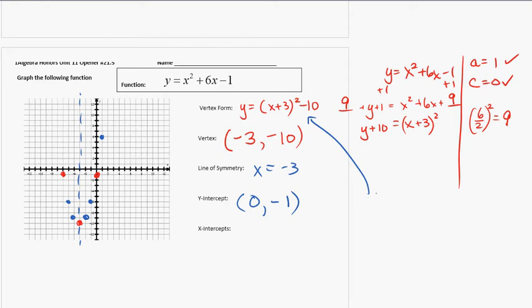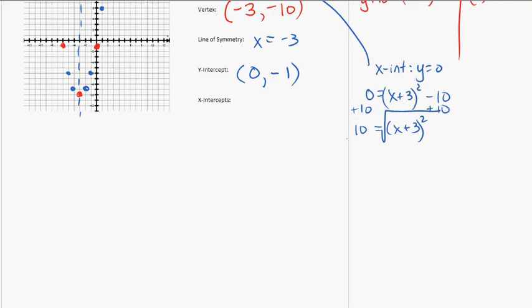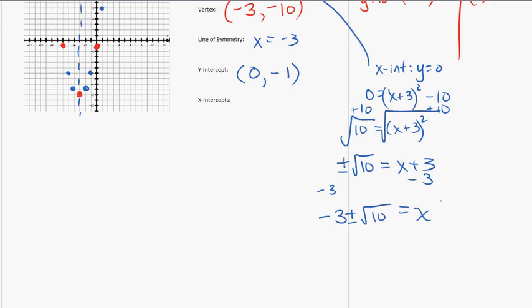So to find the x-intercepts, I set y equal to 0. So 0 equals x plus 3 quantity squared minus 10. So I add 10 to both sides. 10 equals x plus 3 squared. And now I'm going to take the square root of both sides. So I get plus and minus the square root of 10 equals x plus 3. To get x alone, to find the x value of the x-intercepts, you subtract 3 from both sides. So I get -3 plus and minus the square root of 10 is x.